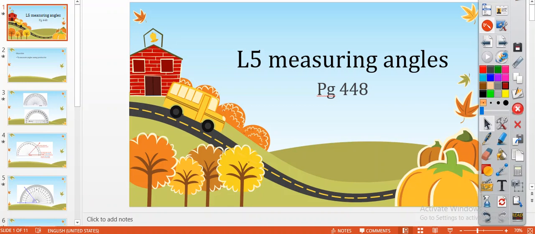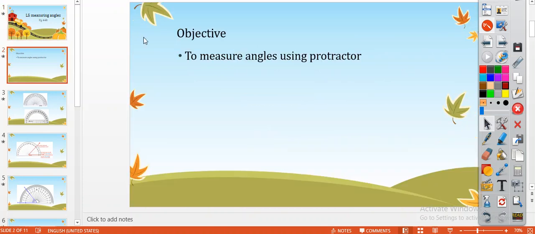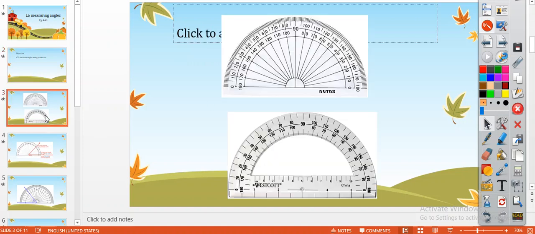Lesson 5, Measuring Angles. This is page 448. So let's get started. Today's lesson is going to be about measuring angles using the protractor.